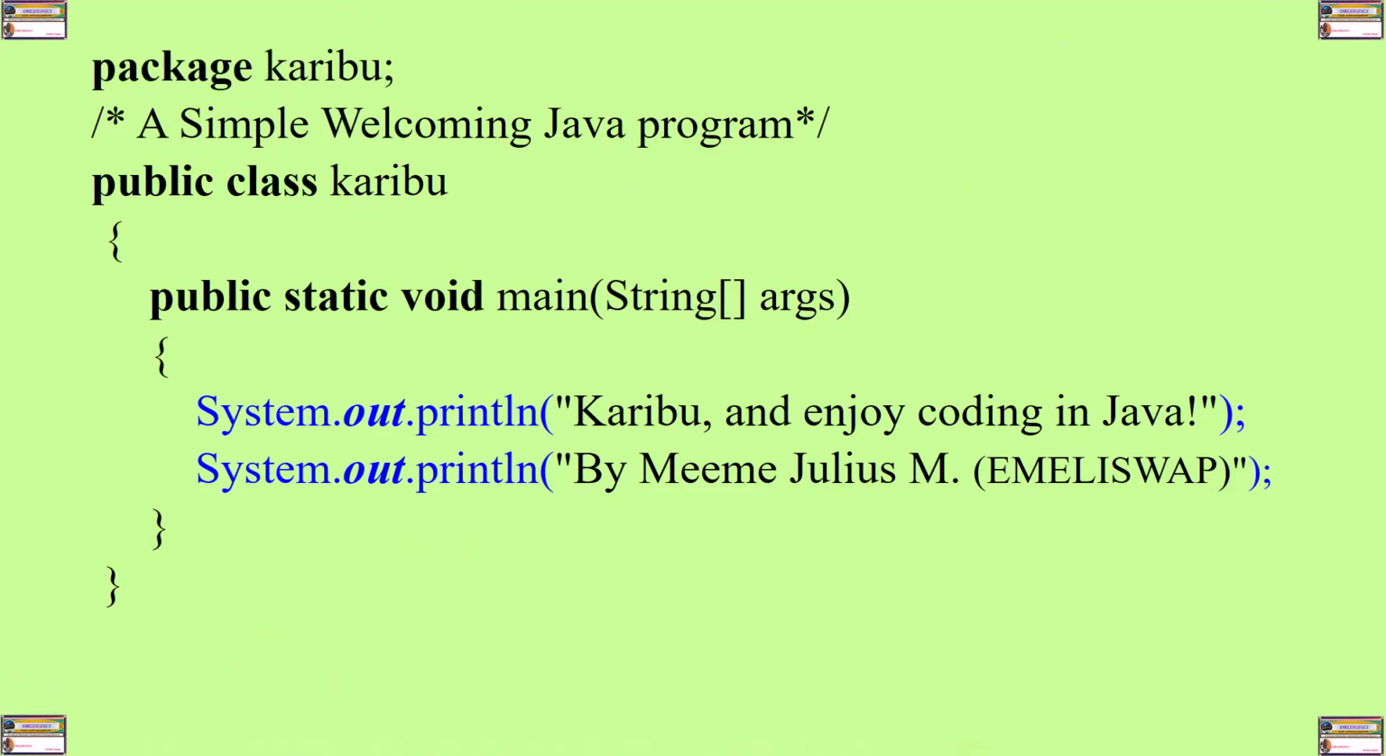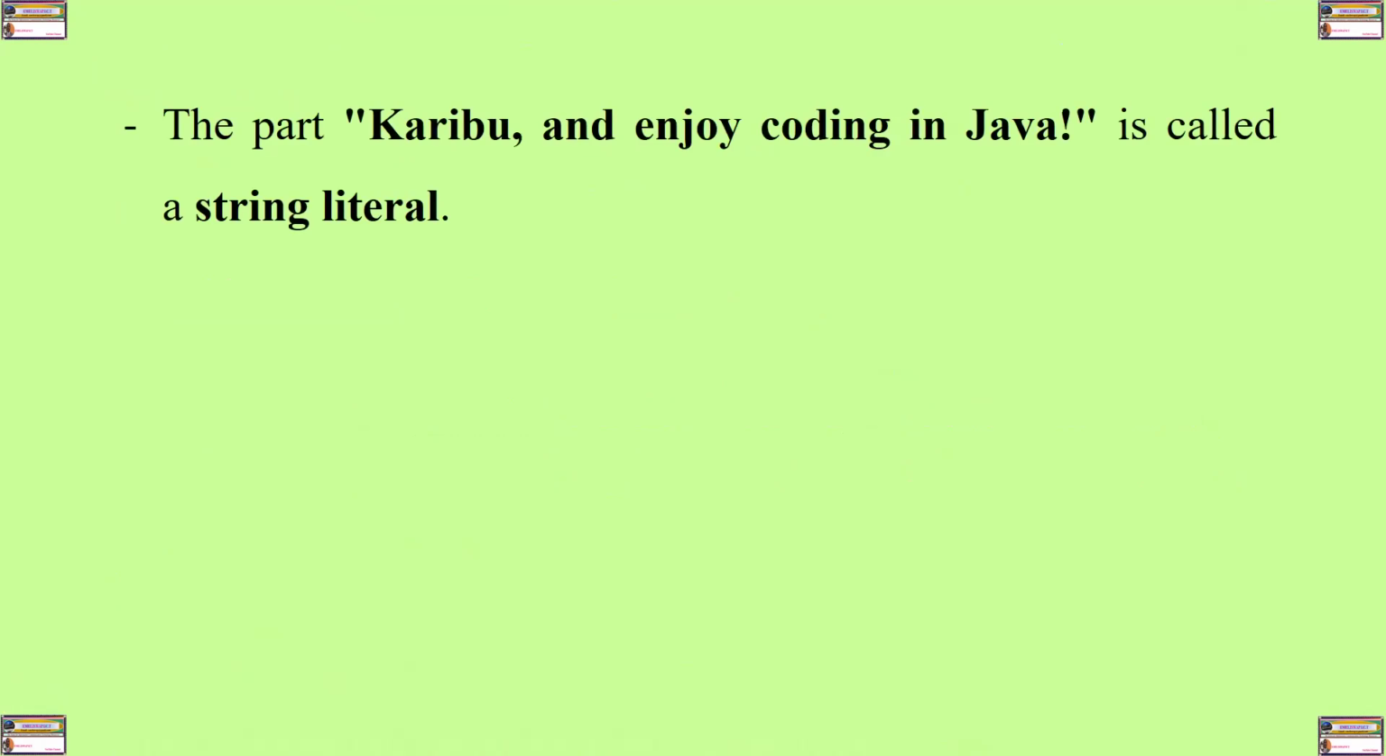This is the program, my dear students and the rest of the learners, that we coded in part 6 of the series. If you didn't watch the video and demo on how to write a Java program, I kindly request that you go to the MLSwap ICT YouTube channel and watch part 6 of the series, where you will see how this program works and how it is coded. The part Karibu and enjoy coding in Java is called a string literal.